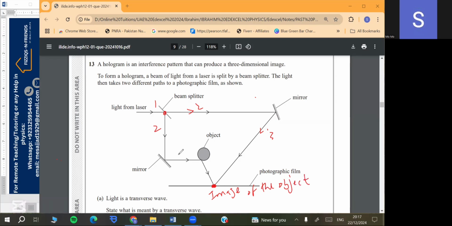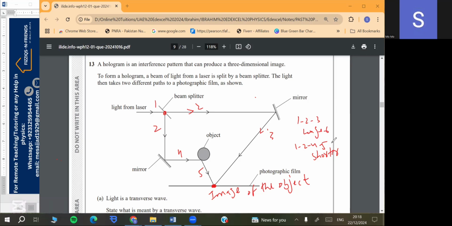So light is coming this way, and then we will say 4 and 5. Okay, 1 2 4 5 and 1 2 3. So you can see clearly that the light taking 1 2 3, the path is longer, while 1 2 4 and 5 is shorter. So this is for sure that there will be a length difference between the two paths, and this length difference between the two paths is called path difference.